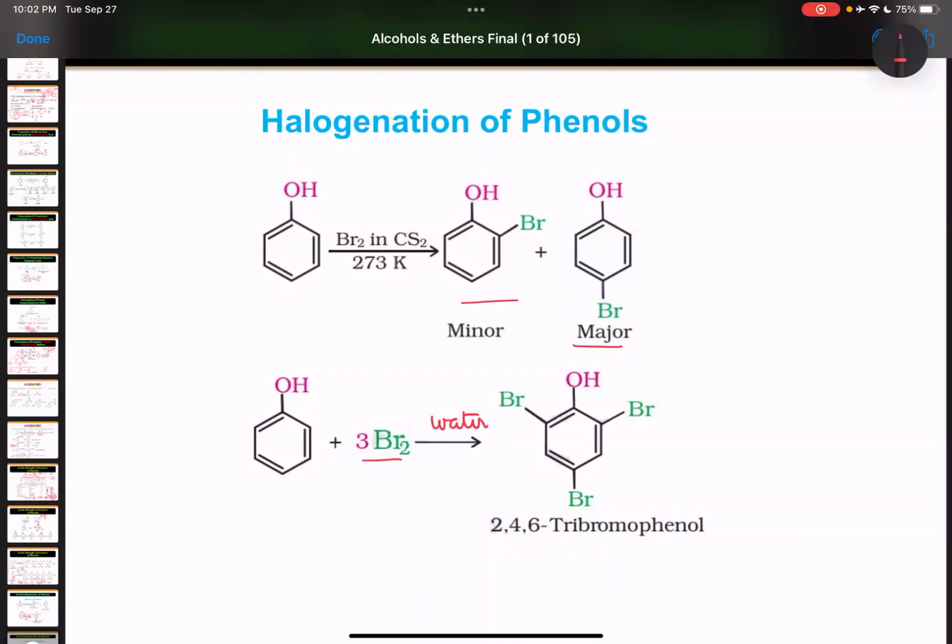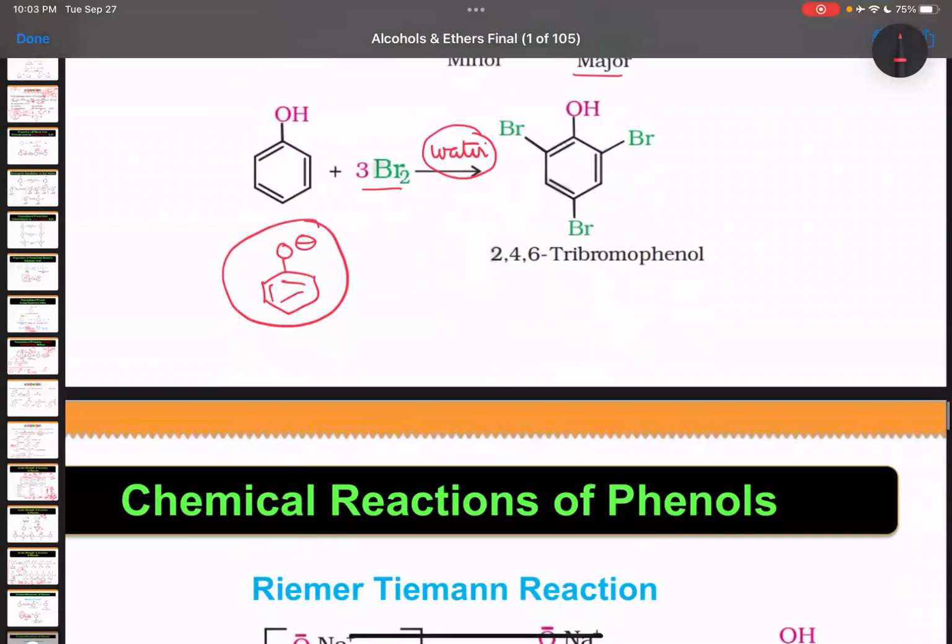Why? Sir, because water is polar and CS2 is non-polar. Yeah, exactly. Water is polar, so what will it do? It will polarize the bromine molecules. Not only that, it will polarize the phenol to phenoxide. The phenoxide can dissociate easily, and phenoxide is much stronger than the phenol. In the non-polar solvent, the phenol will not dissociate. Clear? Yes, sir.